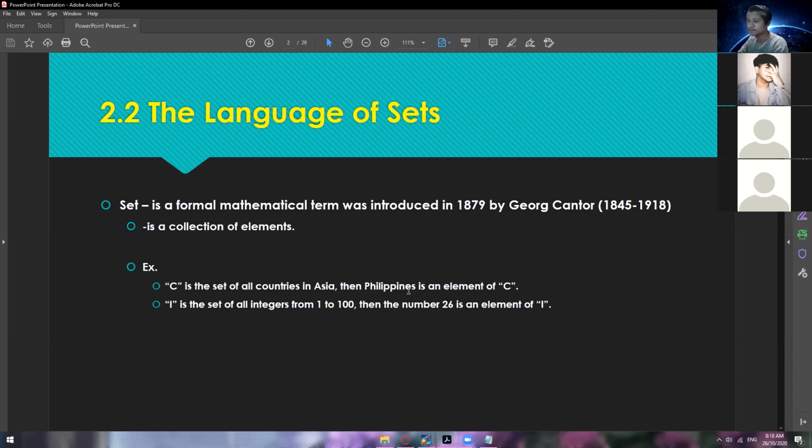Okay. Other example is I is the set of all integers from 1 to 100. Okay, so this I integer contains integers 1 to 100. So in here we could say that 26 or anything that is within the range of 1 to 100 is an element of letter I.